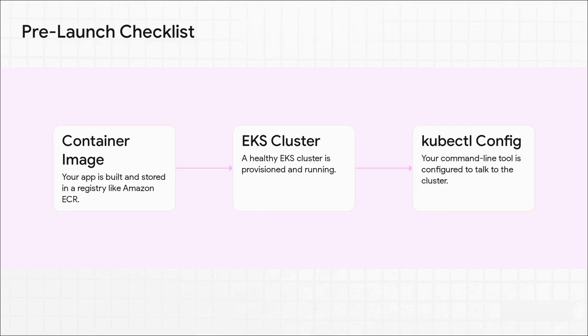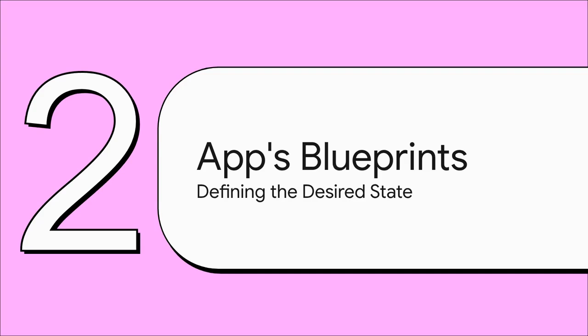With those checks done, we can get to the fun part, the blueprints. Now we get to the real heart of Kubernetes, telling it what we want to run. And we do this with these things called manifest files. Seriously, just think of them as the architectural blueprints for our application. We're going to focus on the 2 most important ones you'll ever need.